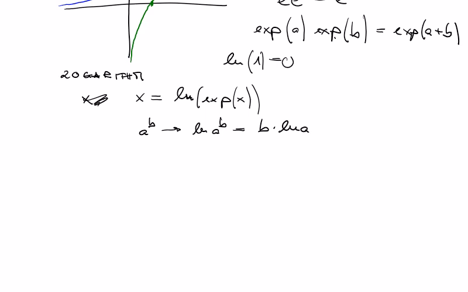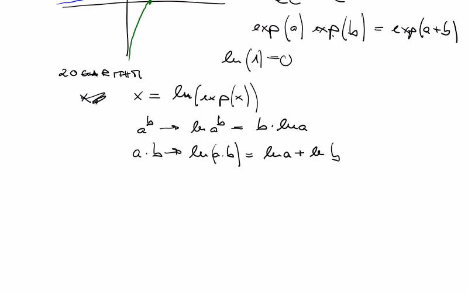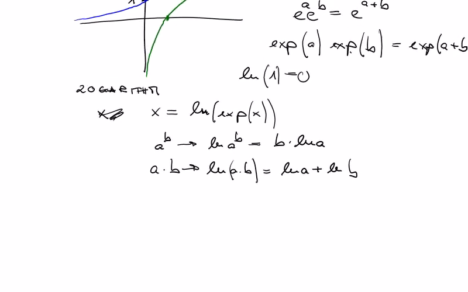And the same thing if you have something like a times b: the logarithm of a times b is the logarithm of a plus the logarithm of b. So it's fairly useful if you're trying to simplify things, because you turn products into sums and exponentiation into products. That's fairly useful, and we will make use of that.